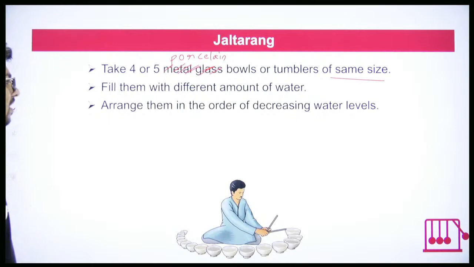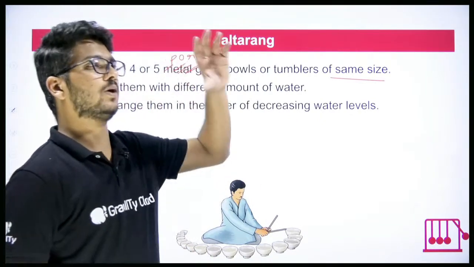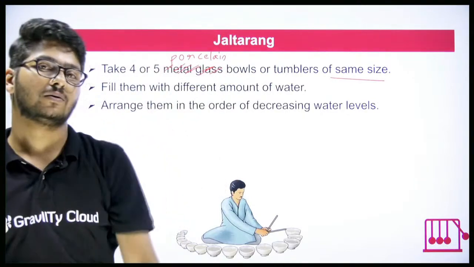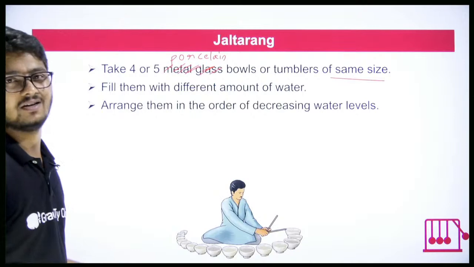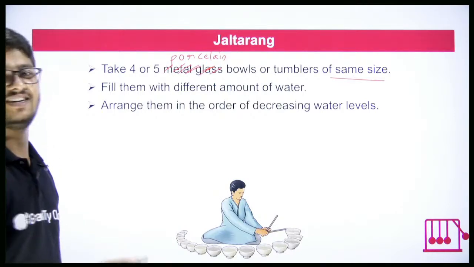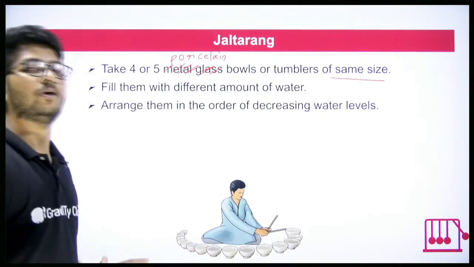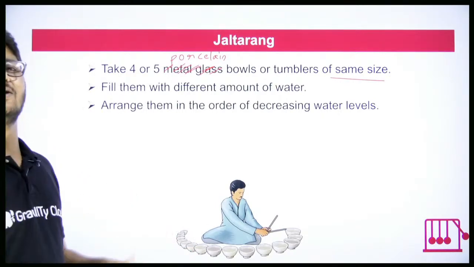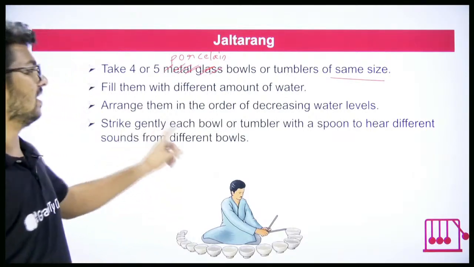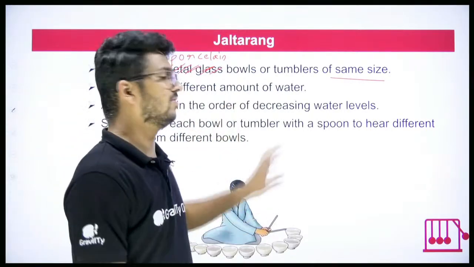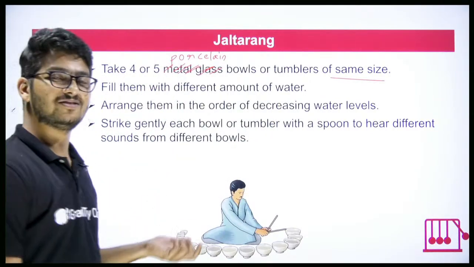Then arrange them in the order of decreasing water levels, highest water to lowest water. Just arrange them in the order, that's it. Ascending or descending doesn't matter. From one side it is ascending, the other side it is descending. So just arrange them in the proper order of increasing or decreasing water level. Now strike gently each bowl or tumbler with a spoon to hear different sounds from different bowls.